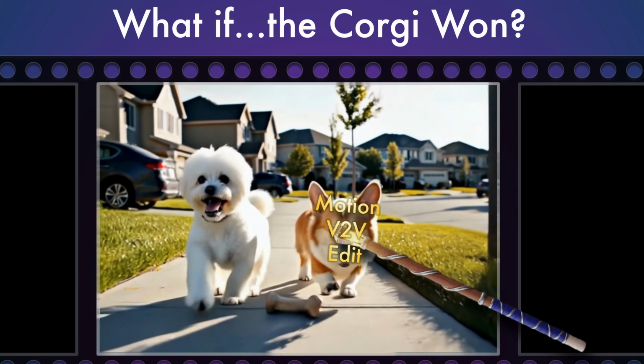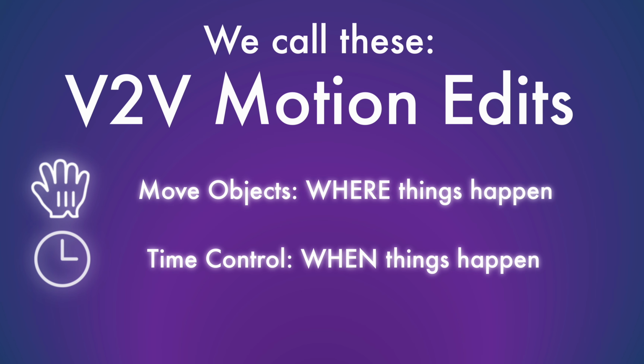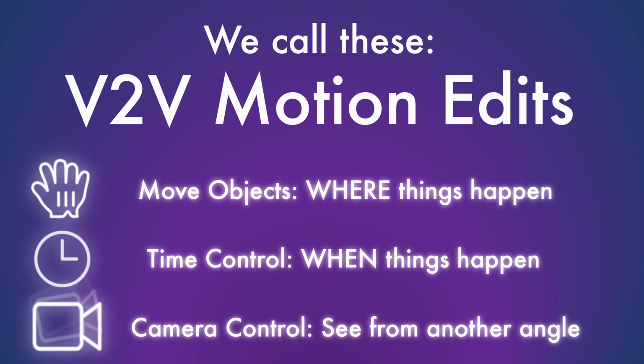We call these video-to-video motion edits, and they're distinct from other kinds of edits because they don't have to maintain structure. So V2V motion edits can move objects. They can choose where things happen. They can choose when things happen by controlling time. And they can control the camera so that you can see the video from another angle.